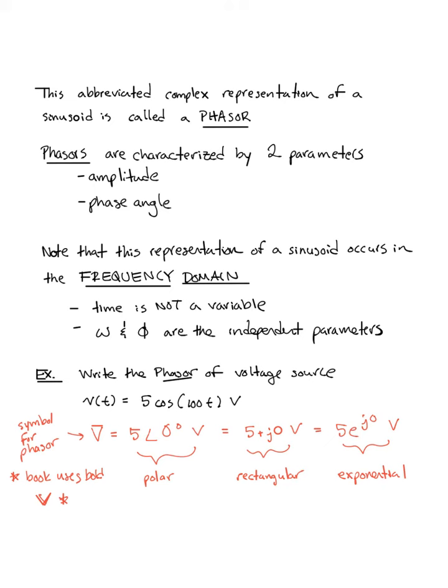So we're going to do a few examples of converting time domain signals into phasors. For example, if we have a voltage source equal to 5 cosine 100t volts, all we need is the amplitude and the phase angle of this. So in polar form, the phasor V, which we represent as capital V with a bar on top of it, denoting the frequency domain phasor of the voltage source v, is going to equal 5 with an angle of 0 degrees. And that's in polar form. In rectangular form, that would be 5 plus j0. And in exponential form, that would be 5e raised to the j times 0.